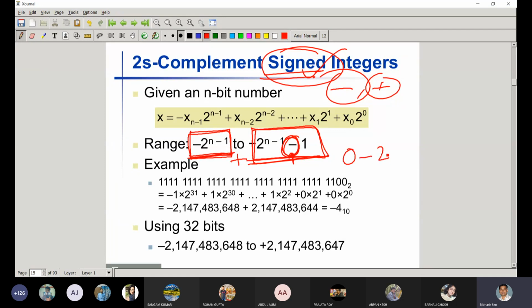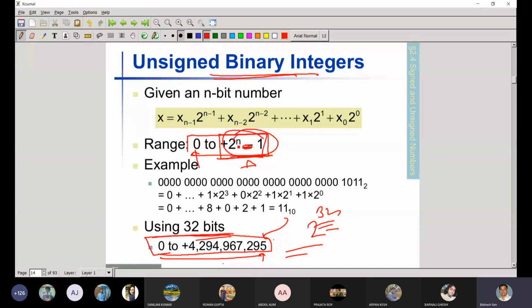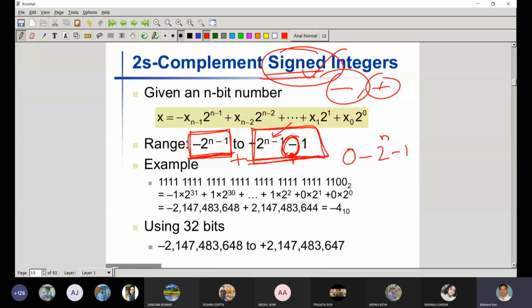You have to add this part also to get the range of the signed number. Unsigned is always from 0 to 2 to the power n minus 1. You're getting this below 2 to the n minus 1, but in case of signed it should be 2 to the n minus 1, then minus 1. So that is actually the signed and unsigned range that I mentioned here.